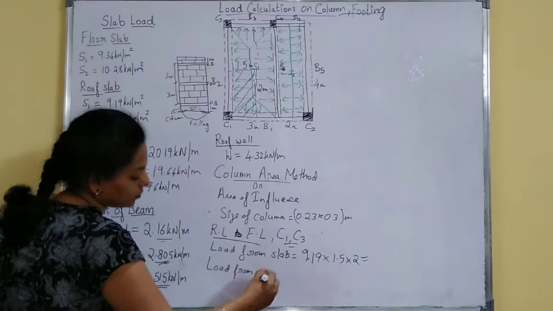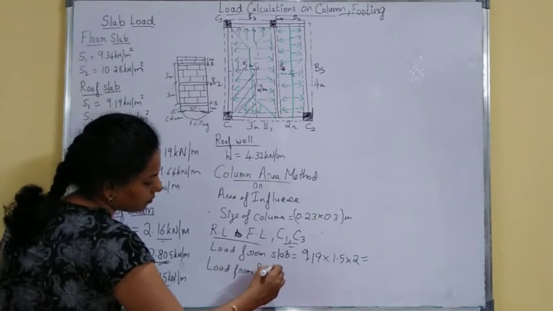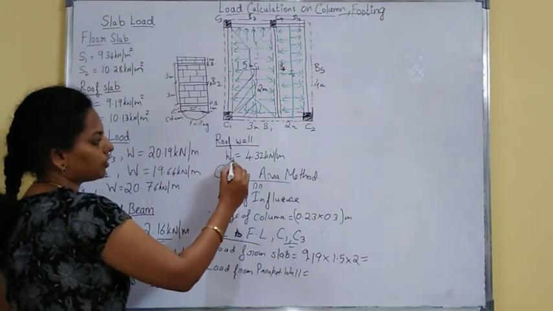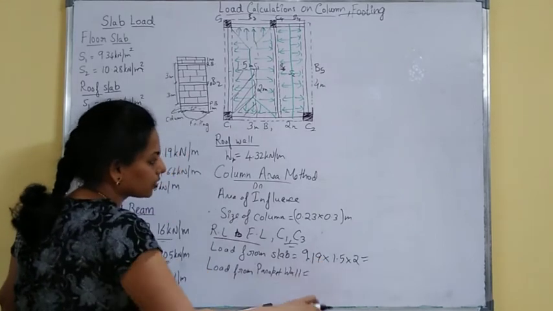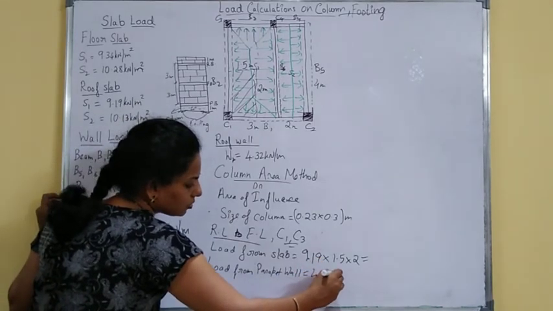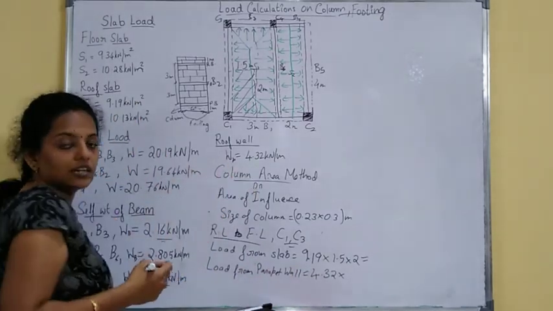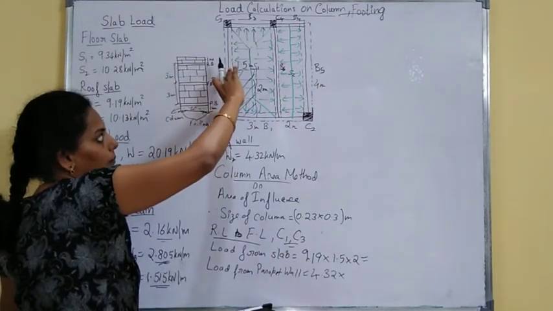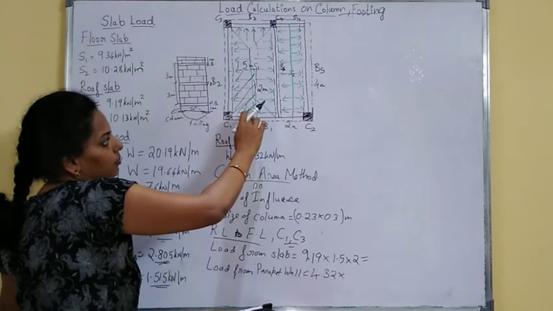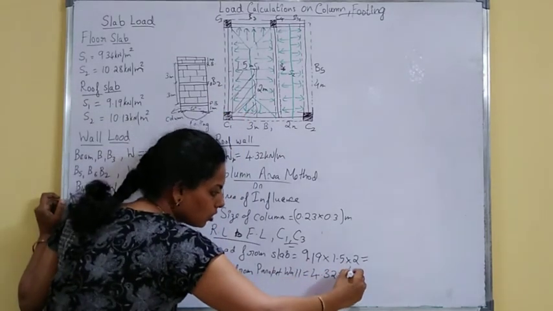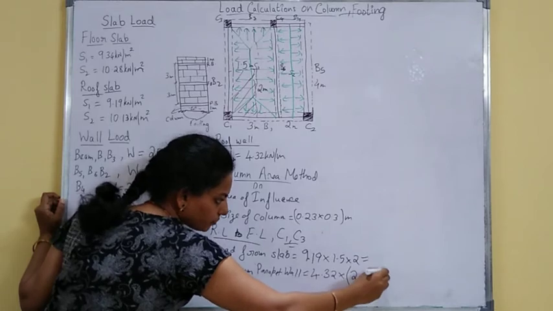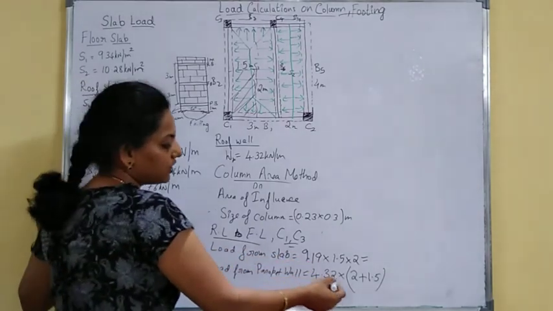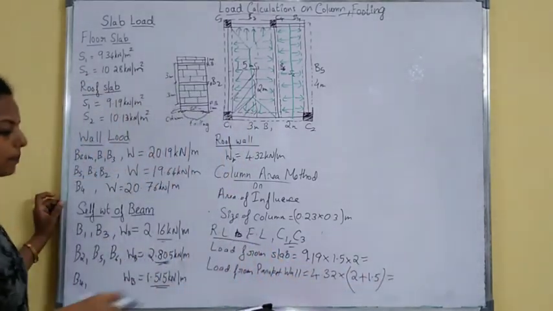Next, load from parapet wall. Here the load from the roof wall, that is the parapet wall, is a direct load: 4.32 into, see the distance. The parapet wall is provided at the boundary, so above this beam it is 2 meter, and above this beam it is 1.5 meter. So 2 plus 1.5 into 4.32. This is the load from the parapet wall.